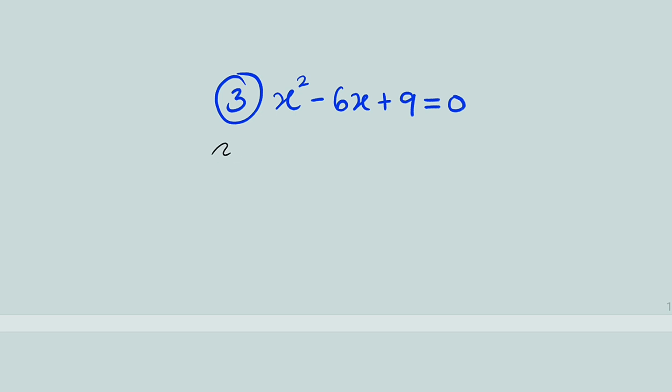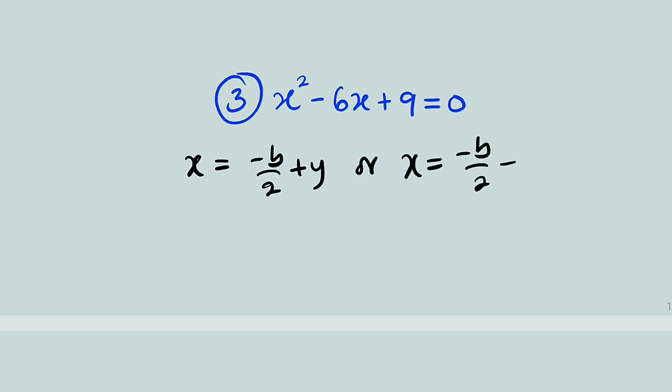Let's form the roots again. You know, x will be equal to minus b divided by 2 plus y, or x equal to minus b divided by 2 minus y. And therefore, x is equal to minus b, but b is already negative, so it will become positive. 6 divided by 2 is 3, so we have 3 plus y, or 3 minus y.